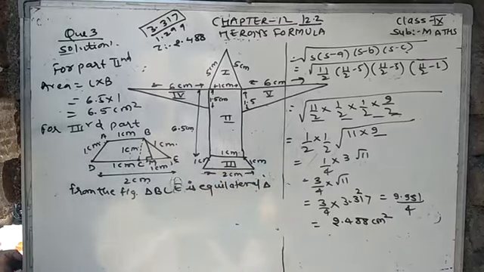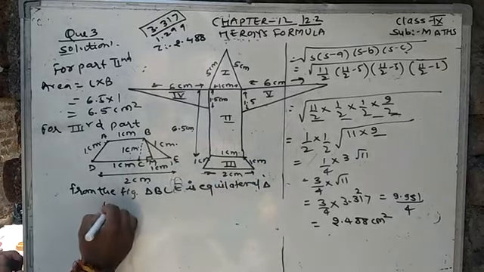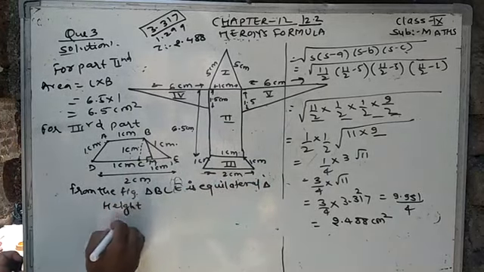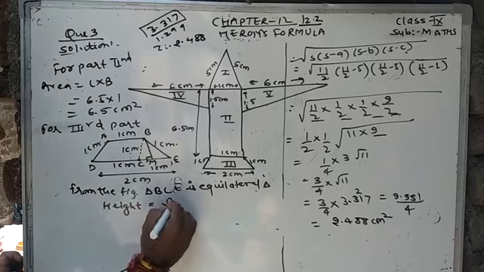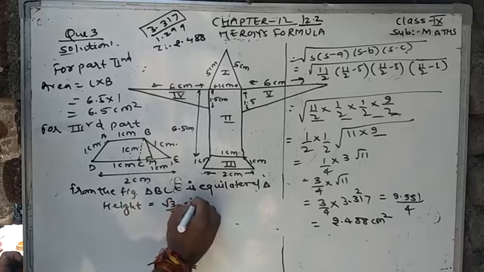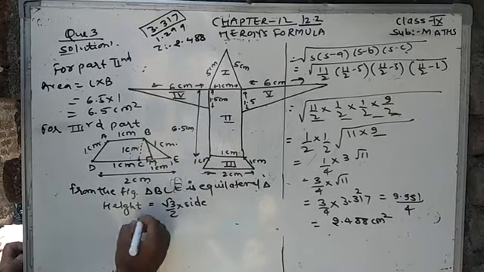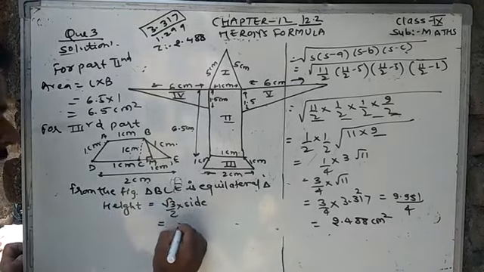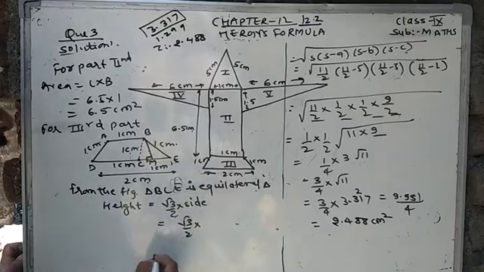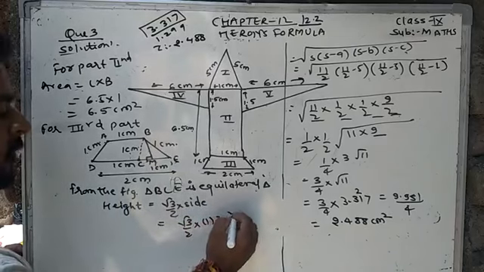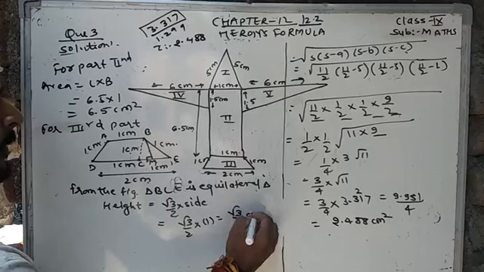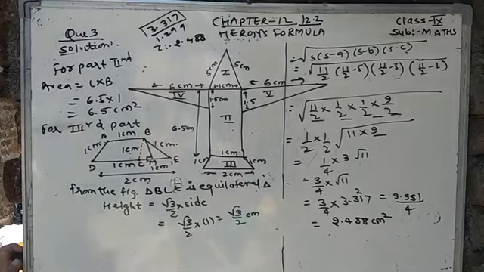Triangle. The height of an equilateral triangle is equal to √3/2 into side. So √3/2 into side, where the side is 1. Therefore √3/2 centimeter is the height. And this BM is also a height for the trapezium.